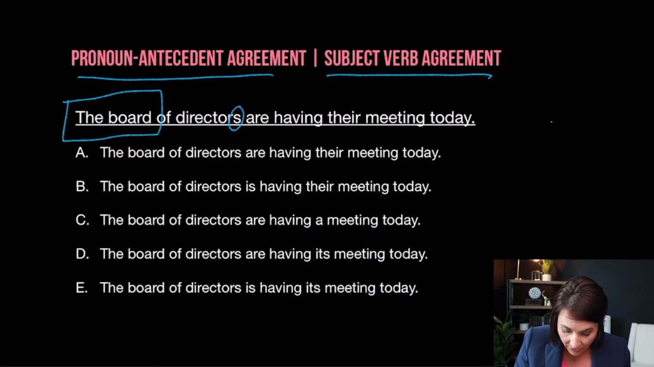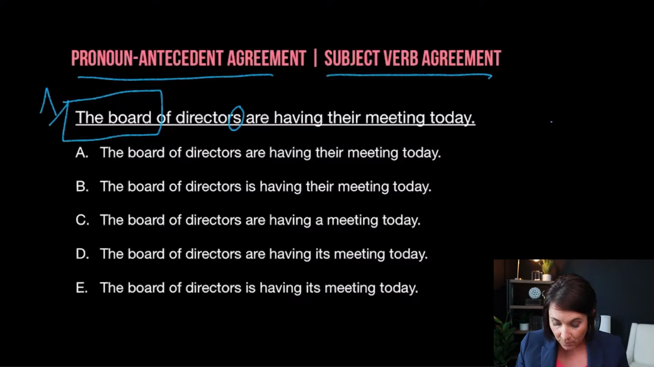So the board is one thing. It's called a collective noun. It's actually a singular noun, okay? So we want to make sure that we are making the proper subject-verb agreement. And in this case, we have the board of directors are having their meeting today. The board is the singular, and are would be incorrect because you wouldn't say the board are having their meeting today. You would say the board is having their meeting today.